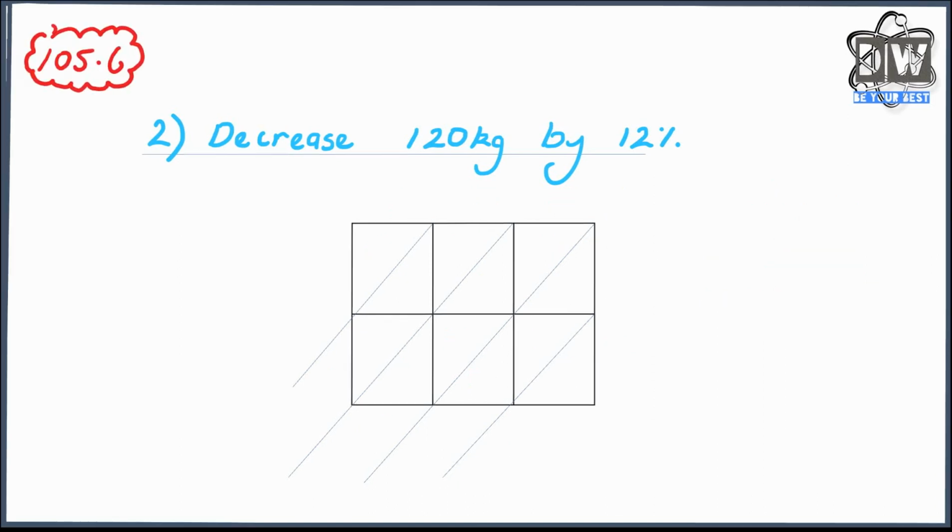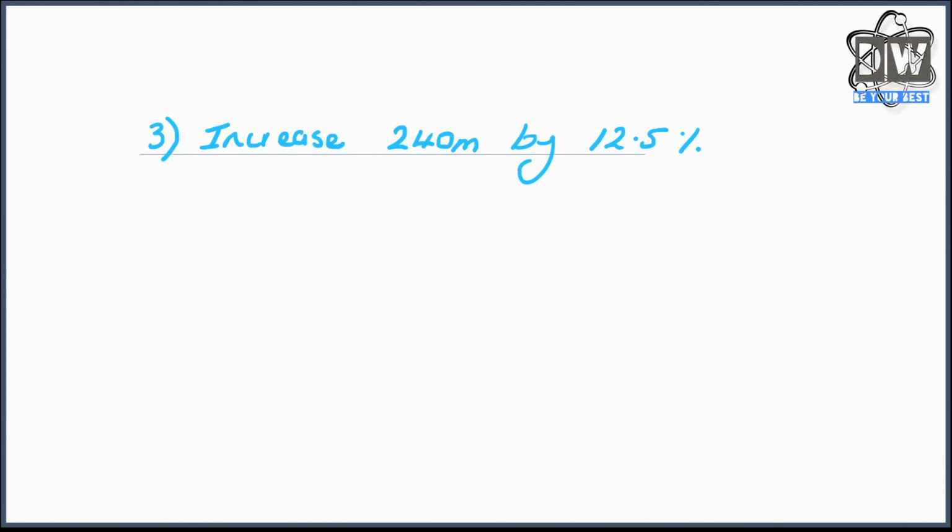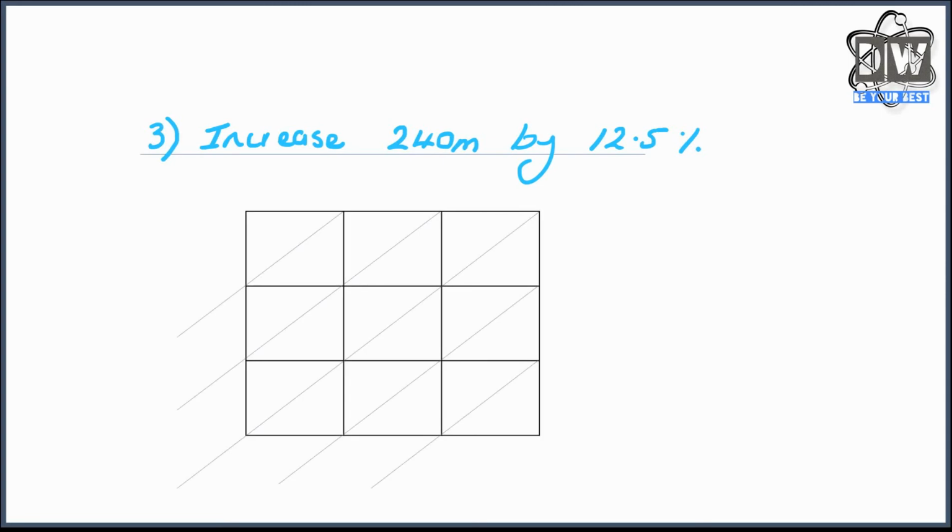So we've done 2 now. Now it's time for you to give them a go. I want you to increase 240 meters by 12.5%. Remember, convert it into a decimal, multiply it out, and come back and see if you've got it right.